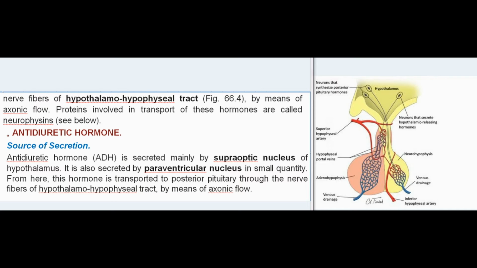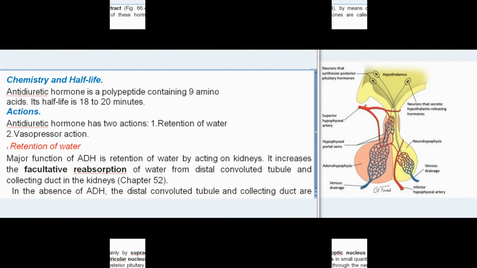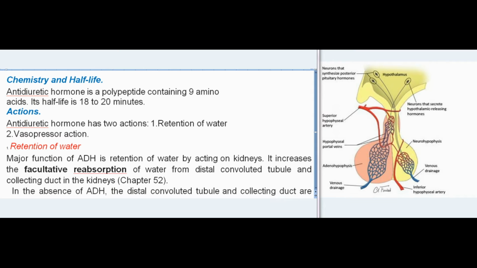Antidiuretic hormone. Source of secretion. Antidiuretic hormone, ADH, is secreted mainly by supraoptic nucleus of hypothalamus. It is also secreted by paraventricular nucleus in small quantity. From here, this hormone is transported to posterior pituitary through the nerve fibers of hypothalamo-hypophyseal tract, by means of axonic flow. Chemistry and half-life. Antidiuretic hormone is a polypeptide containing 9 amino acids. Its half-life is 18 to 20 minutes.